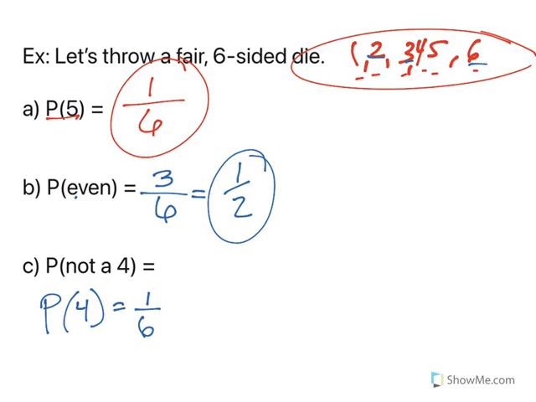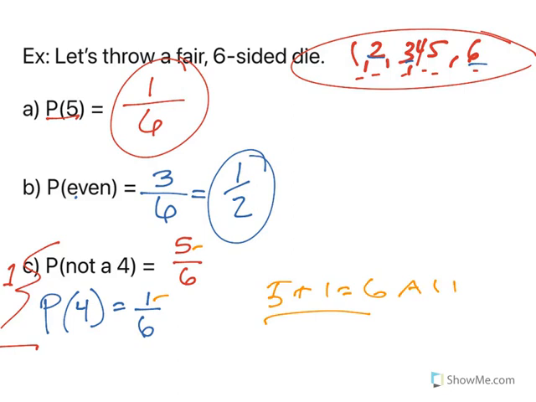Together, not a 4 and 4 make up all the probabilities, which means they have to equal 1. So if the probability of a 4 is 1 out of 6, then the probability of not a 4 is everything else, so that would be 5 out of 6. Look at your numerators: 5 plus 1 is 6, which is all the possibilities. So the probability of not 4 is 5 out of 6.